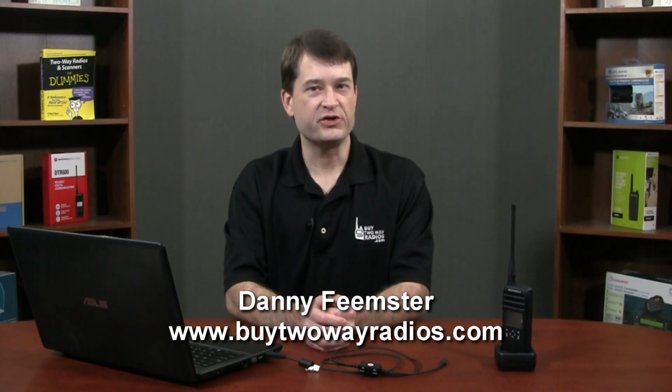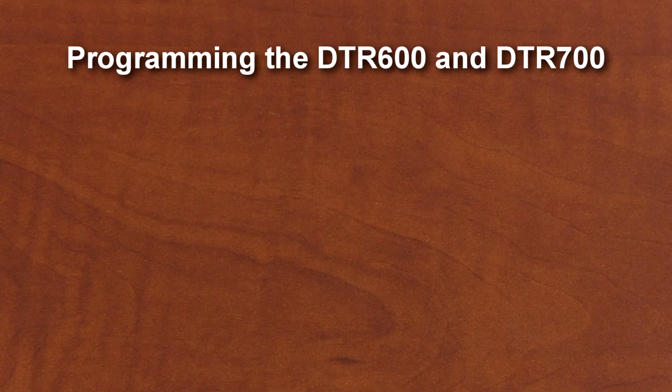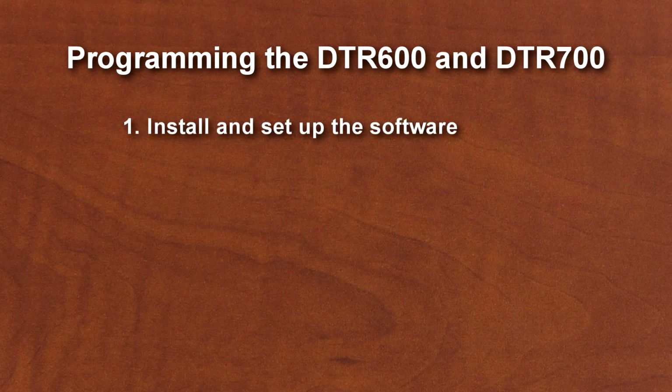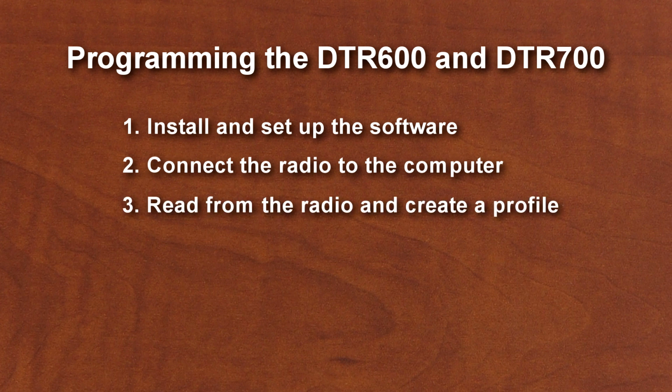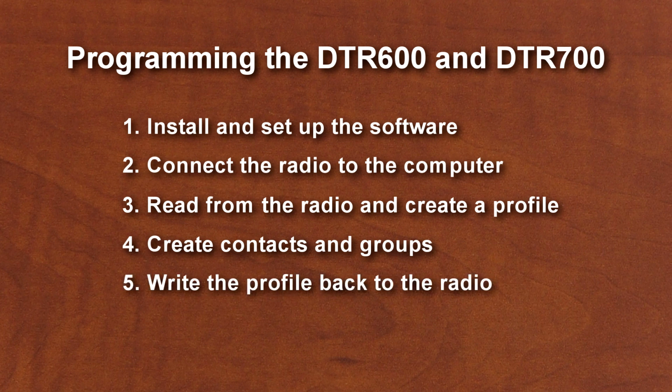We've done several introductory videos on the Motorola DTR600 and DTR700 digital two-way radios. Now, we're going to go more in depth and show you how to program these radios using Motorola's free CPS PC programming software. In this video, we'll install and set up the software, connect the radio to our laptop, read from the radio and create a profile in the software, create contacts and groups, write the profile back to the radio, then we'll go back and discuss some of the features that are configurable using the software. Ready? Let's get started.